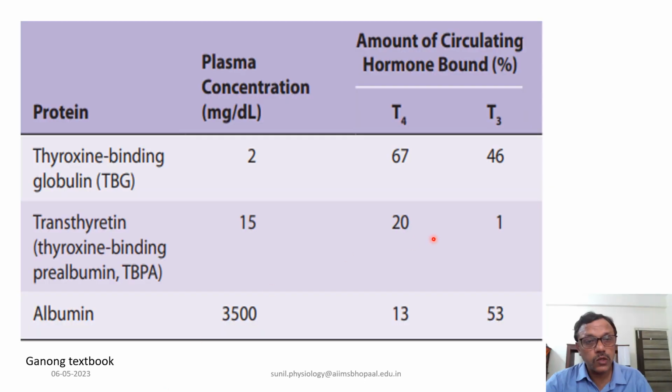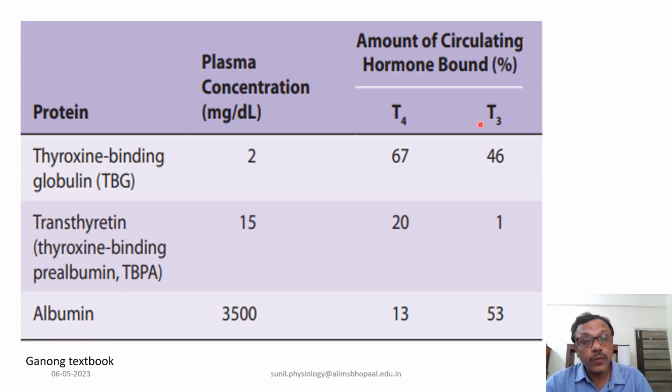In this slide you can see the three different types of protein which combine with T3 and T4. As far as the plasma concentration of these three proteins is concerned, TBG is in minimum amount and albumin is in maximum amount. When we compare the amount of circulating hormone bound to these proteins, for T4 the maximum amount, 67%, is combined with the TBG, and the minimum amount, 30%, is combined with the albumin.